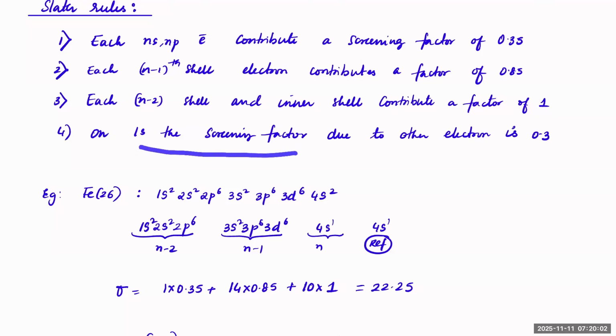Sorry, check out. On one, the screening factor due to other elements is only 0.3. Within the first orbit, if you notice, between these two only, the screening factor is 1.